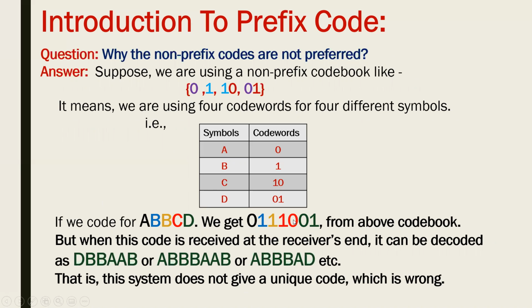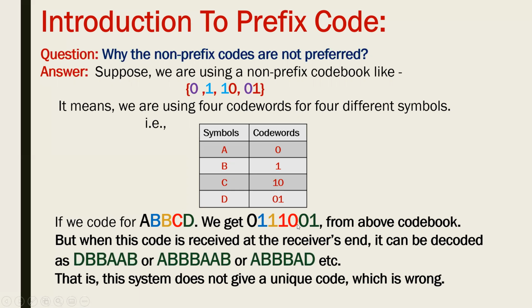The receiver also has the same code book, but since the codes are not prefix codes, the receiver can decode in many ways. For example, the receiver receives 0111001. He can decode the first 0 as A, and the 1 as B. The next 1 is decoded as another B, and the next 1 as another B. So we get A triple B. Now the next 0 we can decode as A, and another 0, we can decode as A.